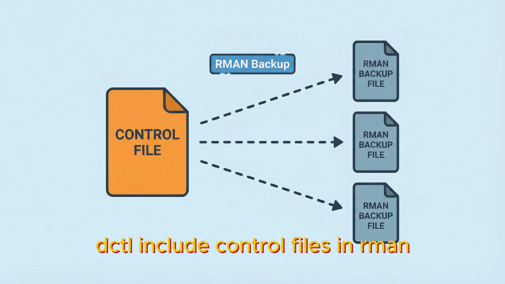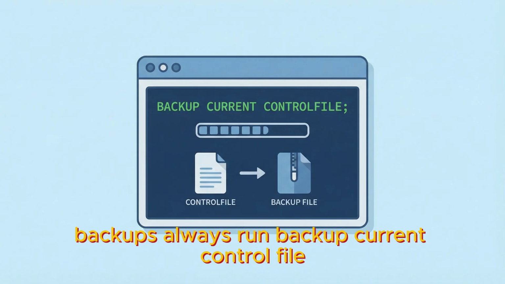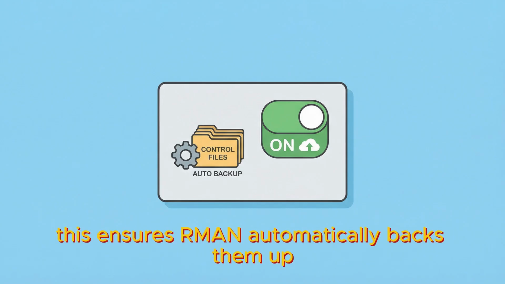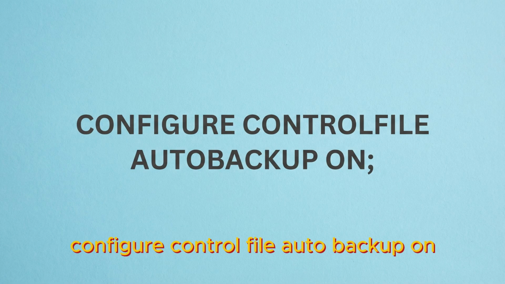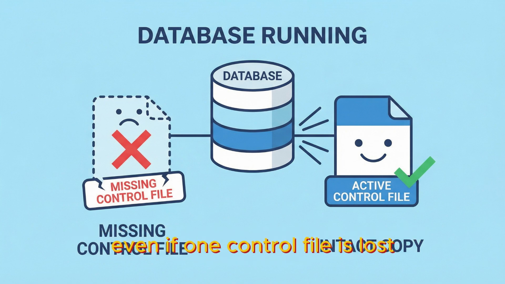Include control files in RMAN backups. Always run BACKUP CURRENT CONTROLFILE. Enable auto backup for control files. This ensures RMAN automatically backs them up after structural changes. CONFIGURE CONTROLFILE AUTOBACKUP ON. Following these best practices ensures that your database remains recoverable, even if one control file is lost.